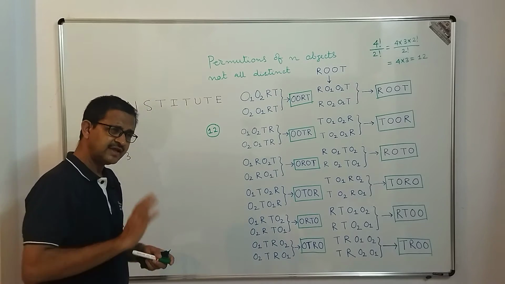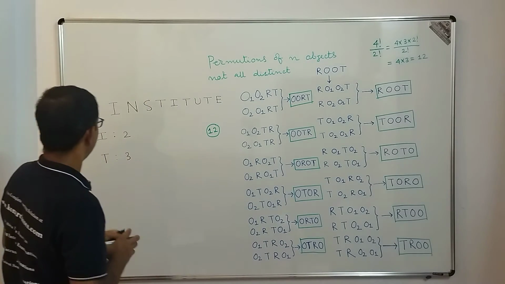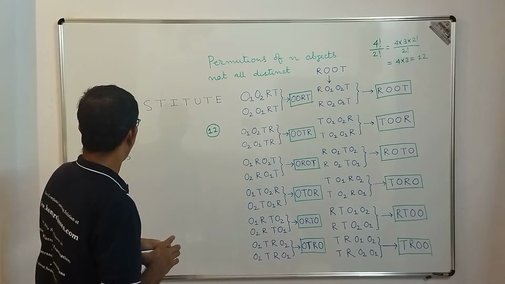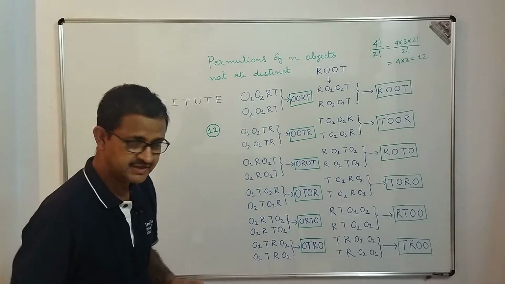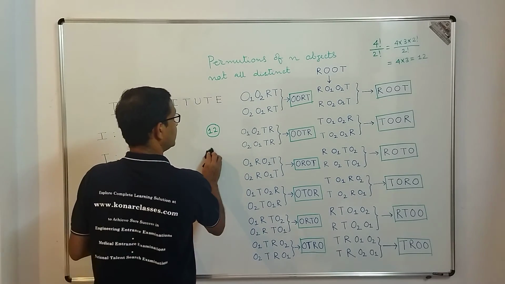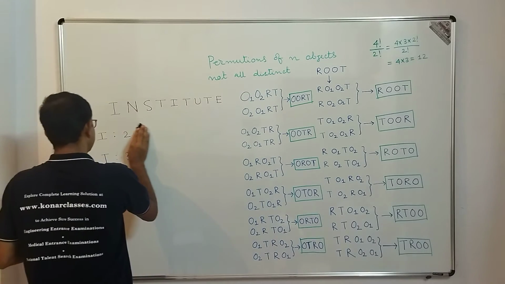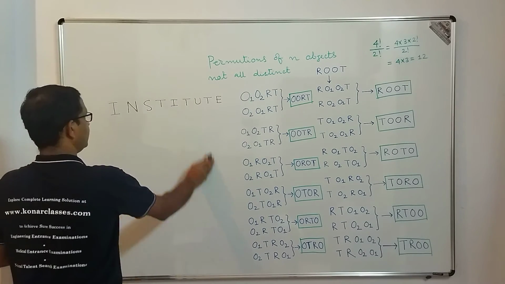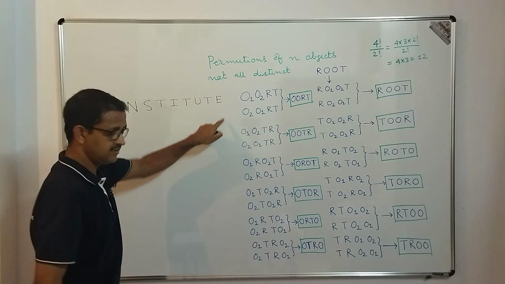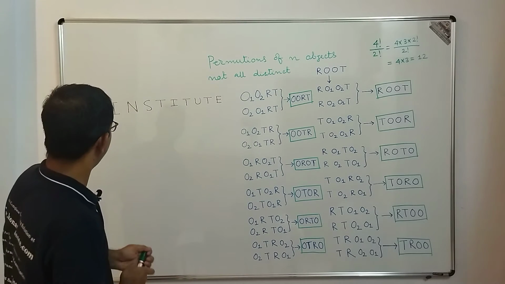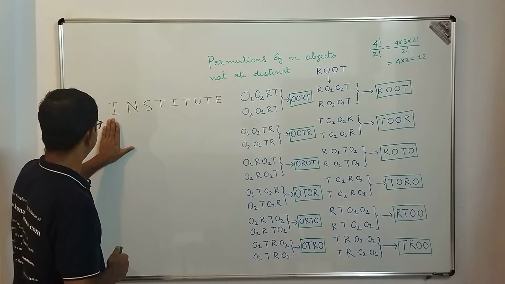Okay, let's take another example. Let's take the example of the word INSTITUTE. If we look at that particular word, how many letters are there? There are 9 letters.